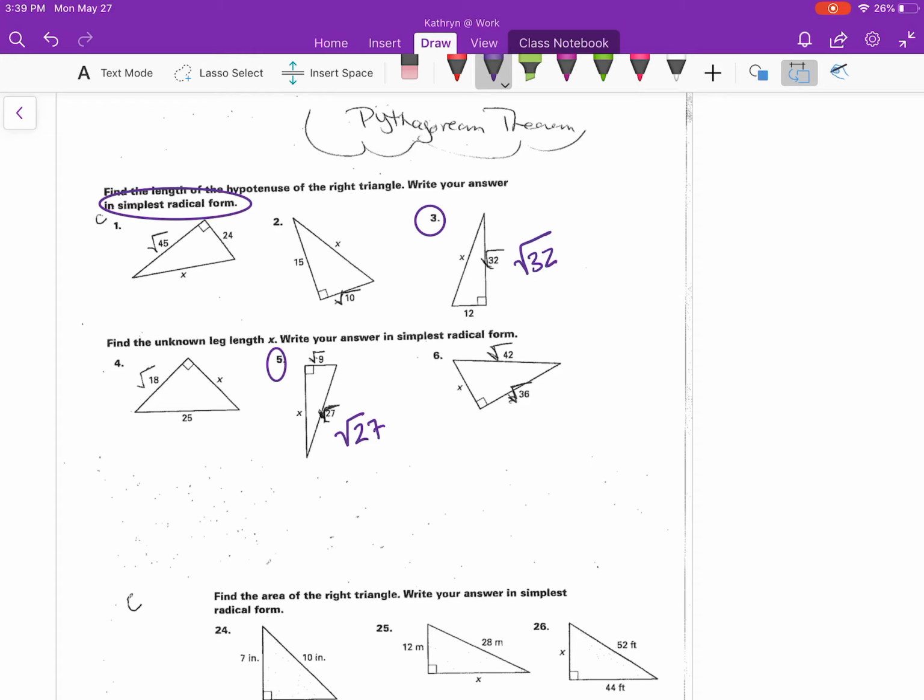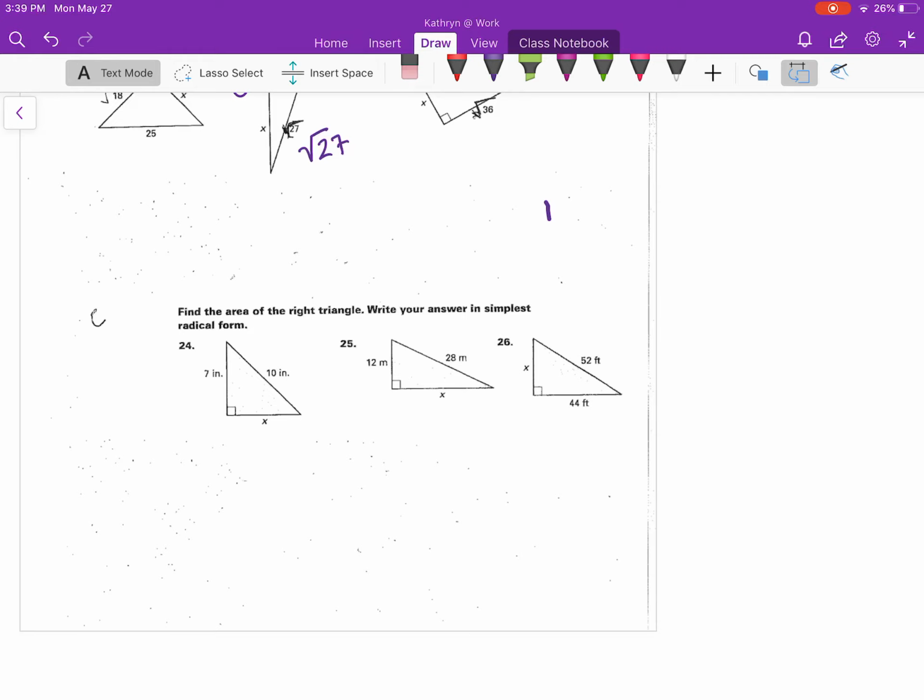Underneath 1, 2, 3, 4, 5, and 6, you're asked to find the area of a right triangle. I'm going to do one of these with you. Let's do number 26 here. And once again, all of our answers are asked to be placed in simplest radical form. So we won't be putting any of these in a calculator and getting decimal answers when we're done.